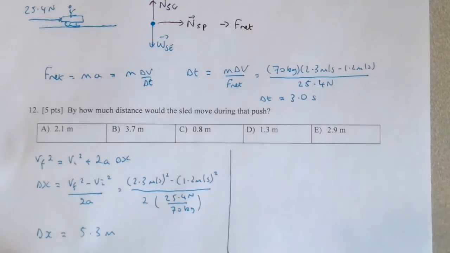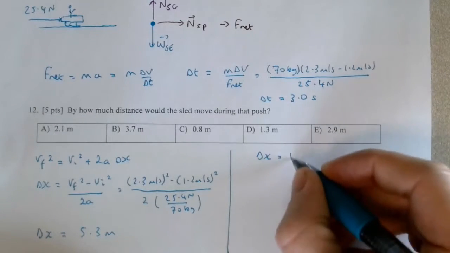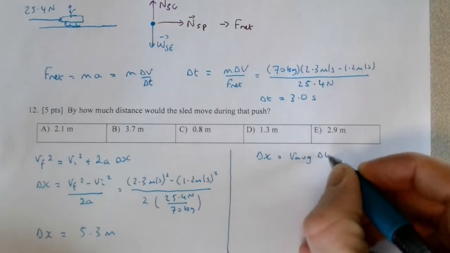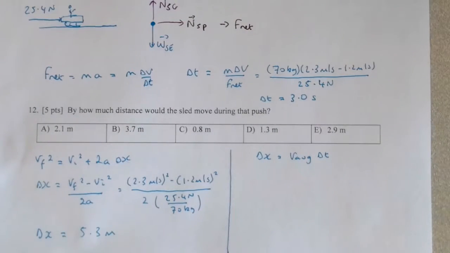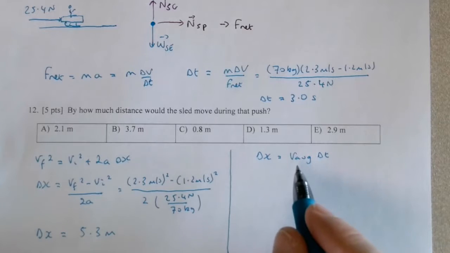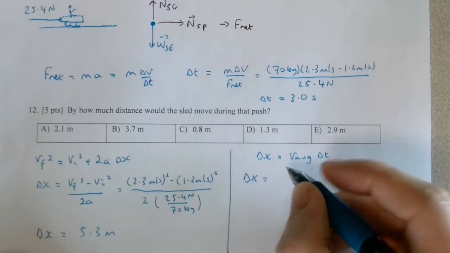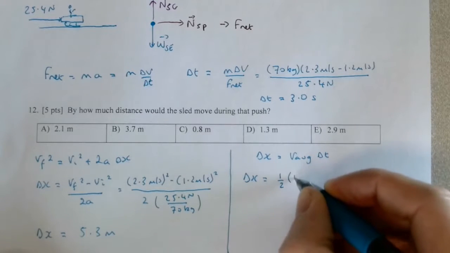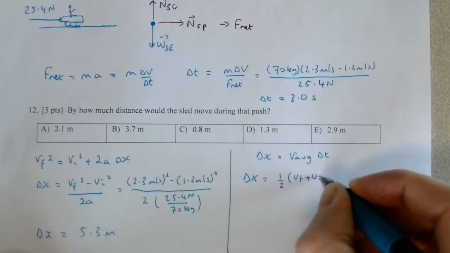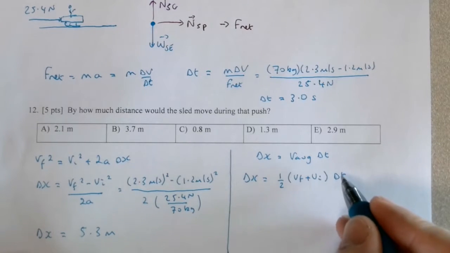But you could also figure out that delta x is equal to V average times delta t. When an object moves with constant acceleration, the average velocity will be half the sum of the initial plus the final. So, assuming the acceleration is constant, you can write V average as half of Vf plus Vi, and the time would have to be determined from the previous question, which was 3 seconds as noted here.